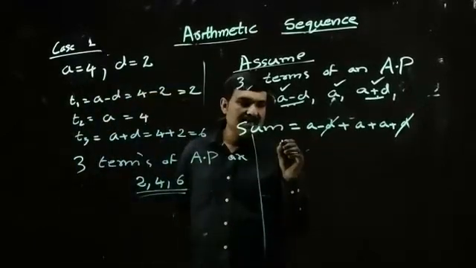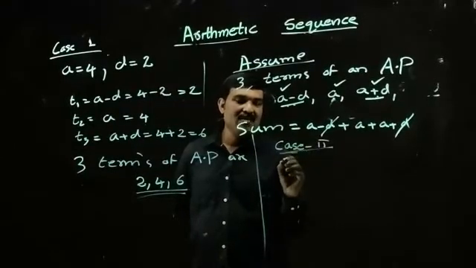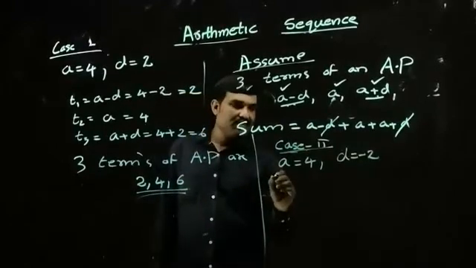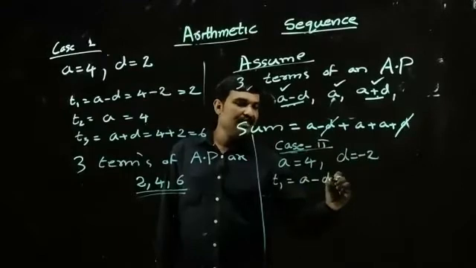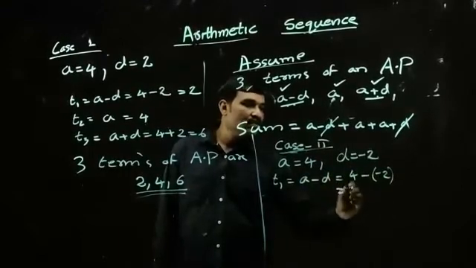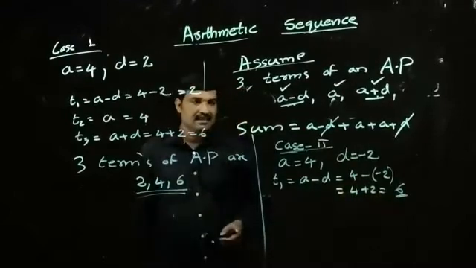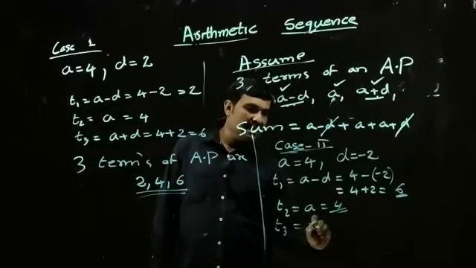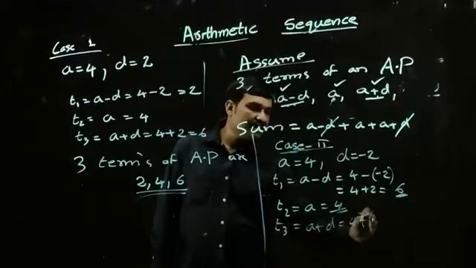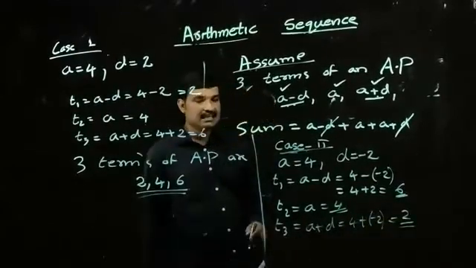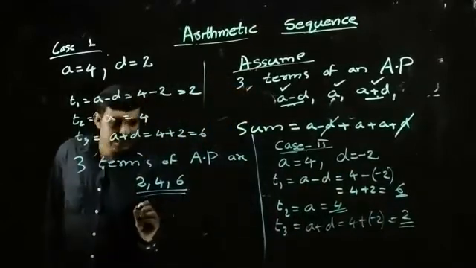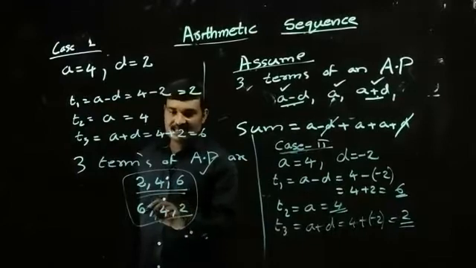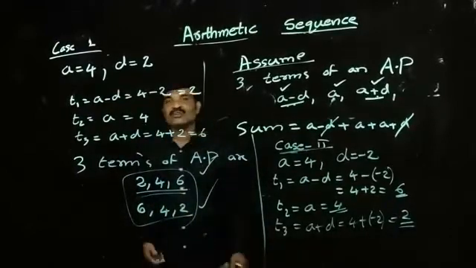Now we have one more case, that is case second. In case second, the value of a is given as 4, and the value of d is given as minus 2. So we have the first term t1 equal to a minus d, that is 4 minus minus 2, equal to 4 plus 2, equal to 6. And we get t2 equal to a, equal to 4, and the third term t3 equal to a plus d, that is 4 plus minus 2, equal to 2. So the sequence becomes 6, 4, and 2. Both are the same: one is arranged in ascending order, and here 6, 4, 2 is arranged in descending order. So this is the solution.